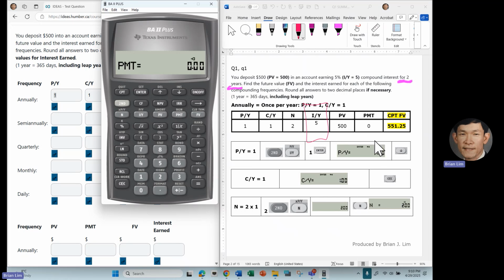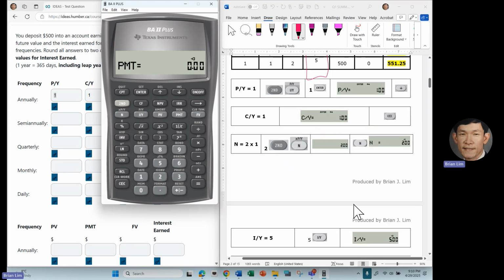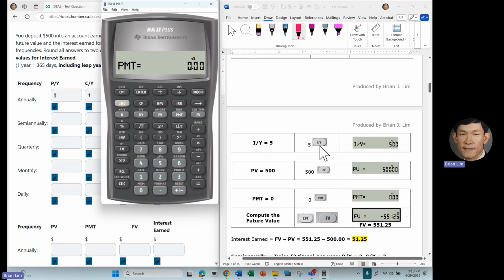And now we have to compute. So we are down here. We enter the I/Y, 5 I/Y, 500 PV, 0 PMT, and then now we're going to compute the future value, and that future value is 551.25. Now you will see this negative value.